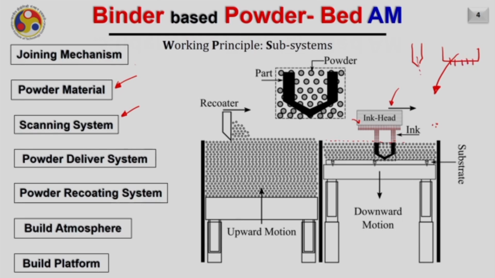Also, the droplets coming out of the nozzle can be of two types. Either it can be a continuous drop system, or it can be a drop on demand system. Further, the drop on demand system is also divided into two categories, whether it is thermal based or piezoelectric based. So these are two popular scanning systems, particularly for binder based powder bed additive manufacturing.